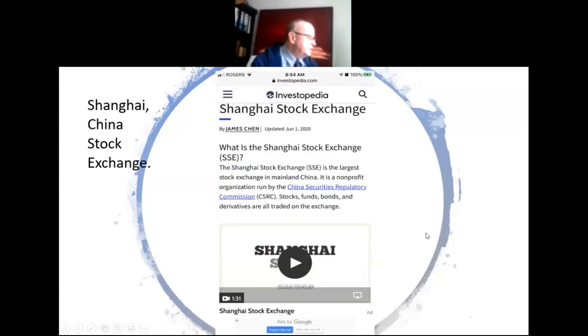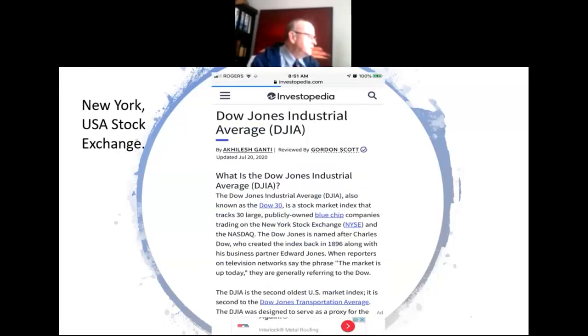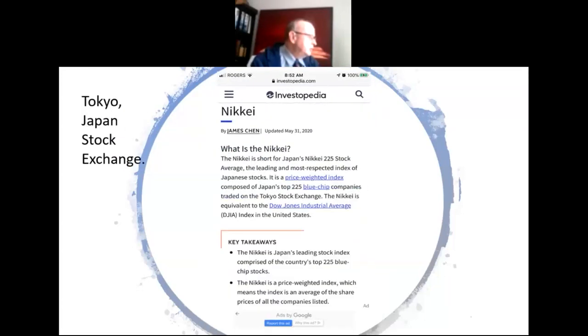Then there's the Shanghai stock exchange in Shanghai, China, the largest stock exchange in mainland China. It's a nonprofit organization run by the China Securities Regulatory Commission. So that's a little bit different because in China it's owned and run by the government, whereas these other stock exchanges are publicly owned corporations. And then in Tokyo, Japan is the Nikkei index.